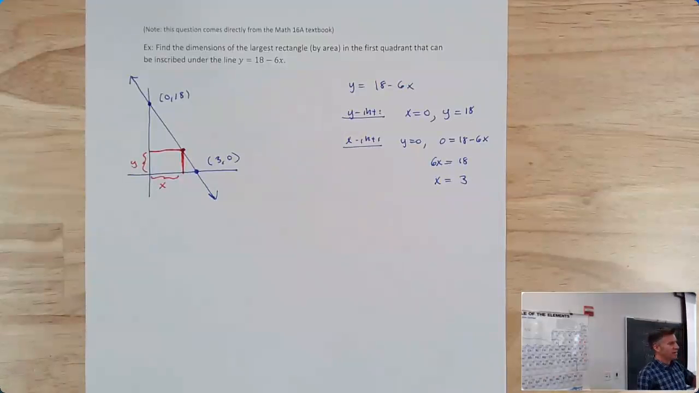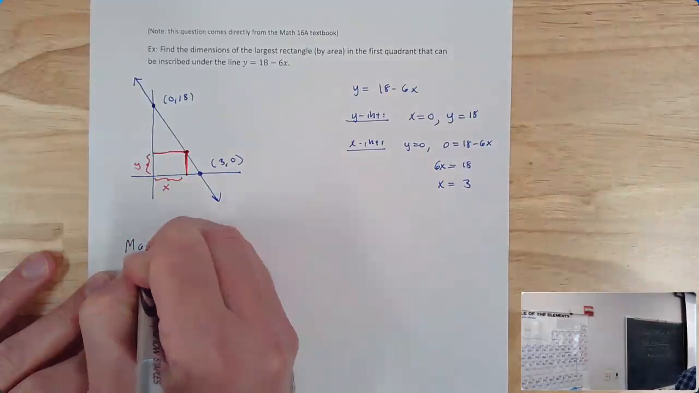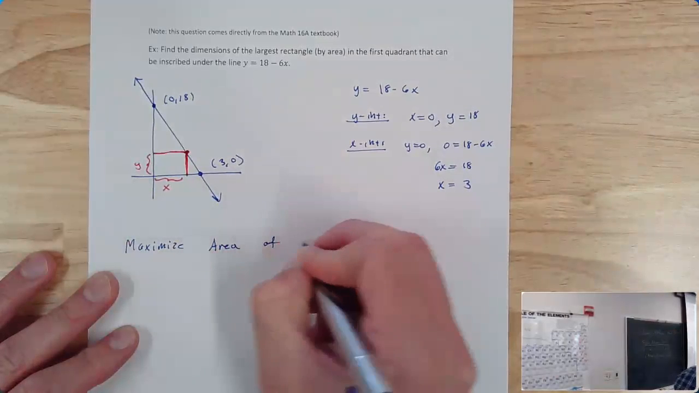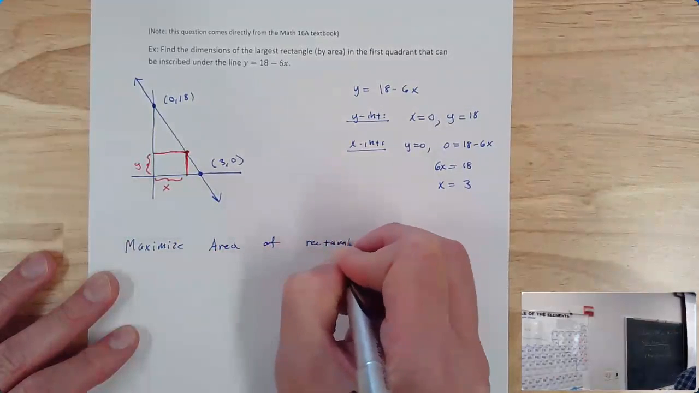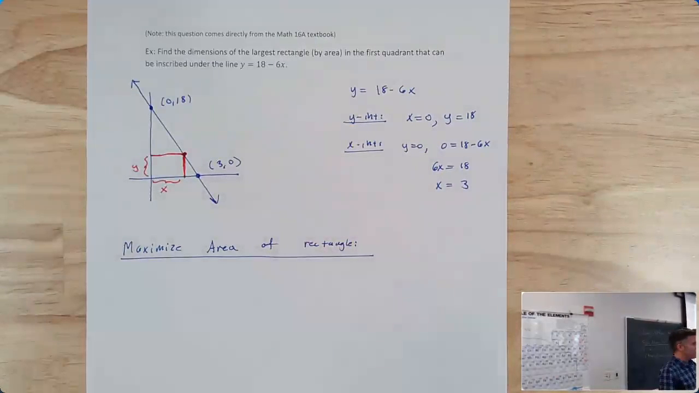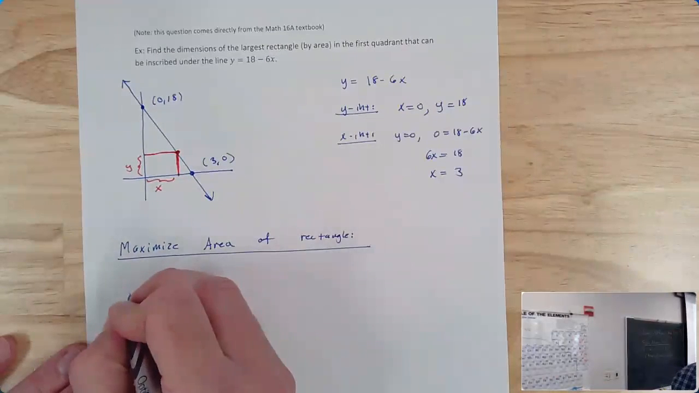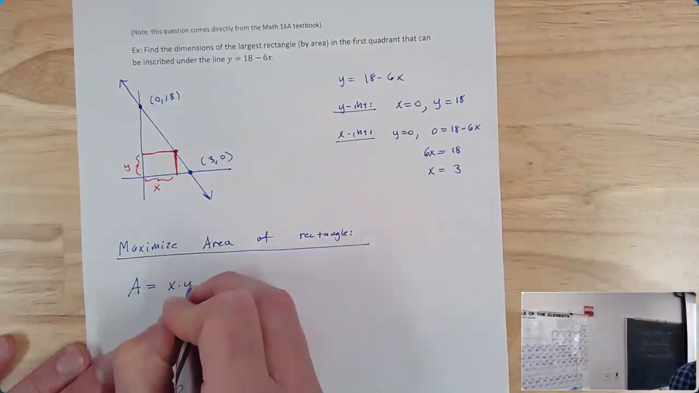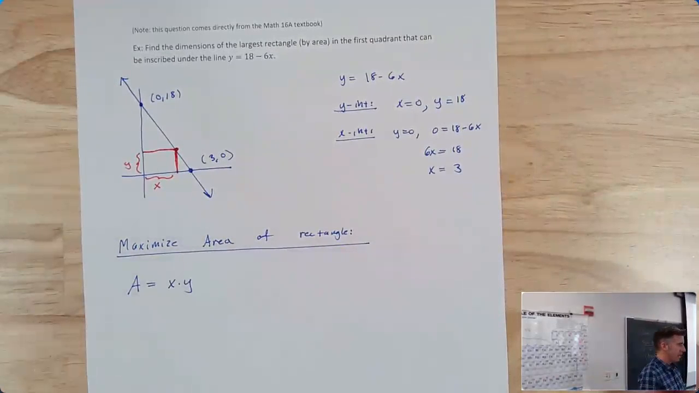Maximize. What are we trying to maximize? The area. We're trying to find the dimensions, but we're trying to maximize the area. So we're definitely maximizing the area of the rectangle. And to do that, we need an equation of the thing we're trying to maximize. So we know that the area of this rectangle is X times Y. Base times height, length times width, whatever you want to say.